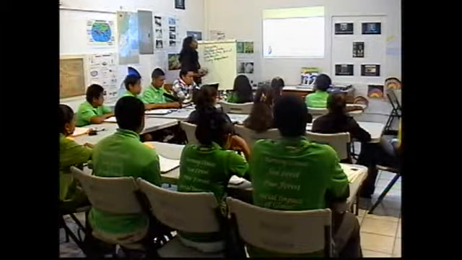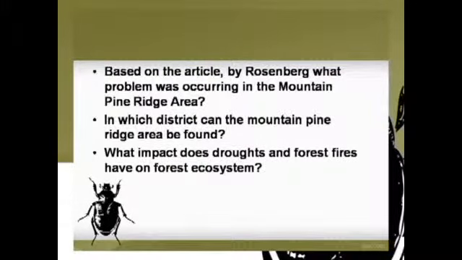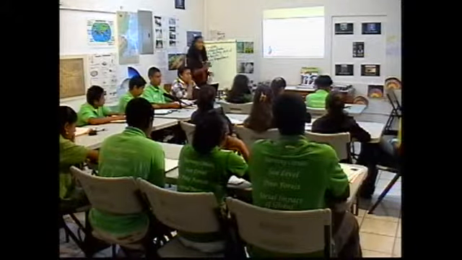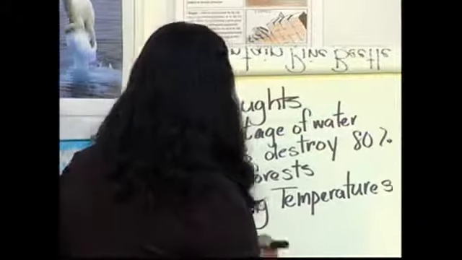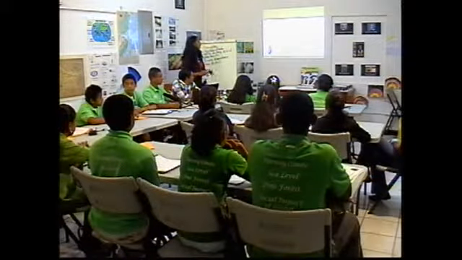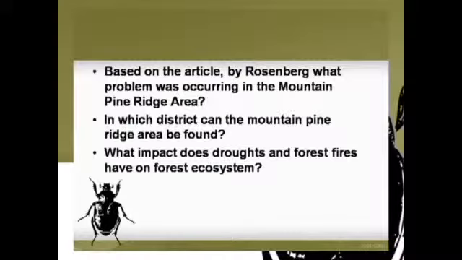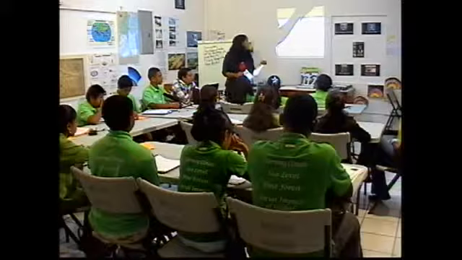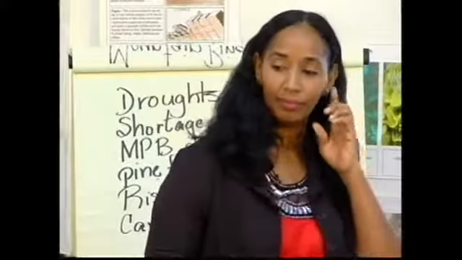Now, in which district can the mountain pine ridge area be found? I'm going to repeat that question again. I want you to think. In which district can the mountain pine ridge area be found? Yes, Glendy? In the Cayo district. Very good, Glendy. And the Cayo district is located west in our country. What impact do droughts and forest fires have on the forest ecosystem? When there is a drought in the mountain pine ridge area, what are the results of that drought? Or if it's a forest fire?